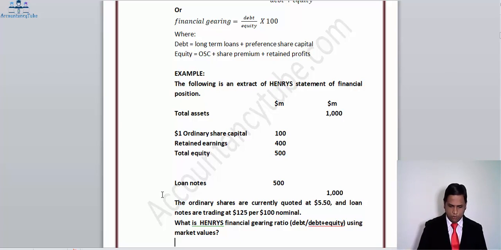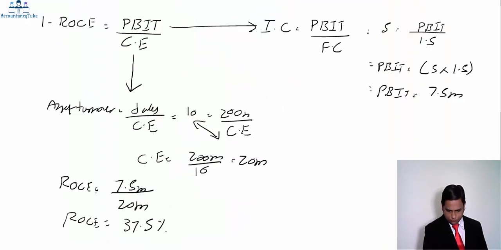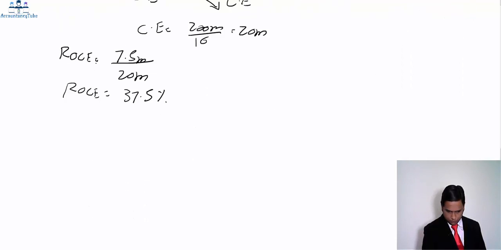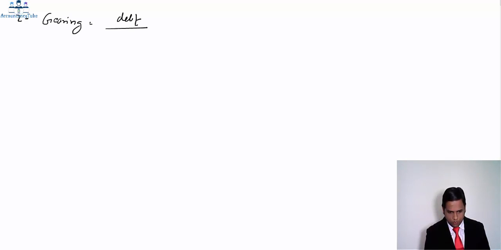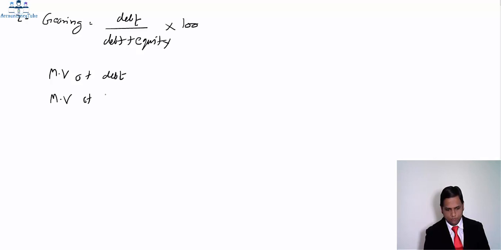That is debt over equity, debt over debt plus equity, using market values. Now here the examiner specifically mentioned that he wants the debt over debt plus equity formula. So let's compute that. First we need to get the value of equity and debt in order to apply the formula. The formula which we will be applying is gearing equals debt over debt plus equity, multiplied by 100. For this formula we need to get the market value of debt and the market value of equity, as guided by the question.